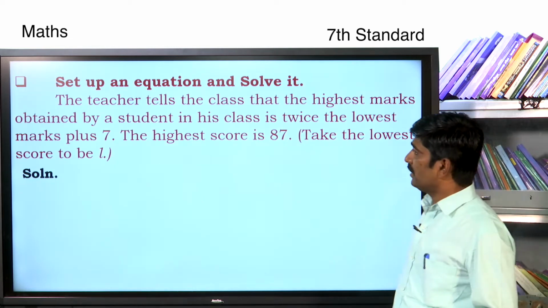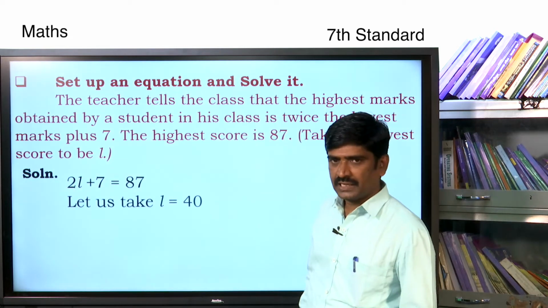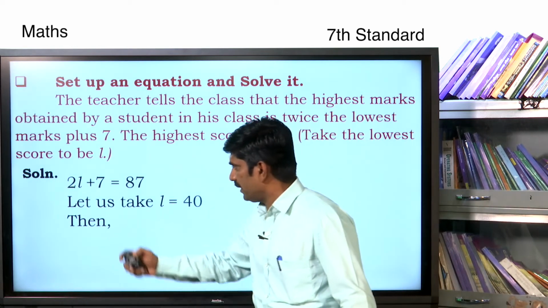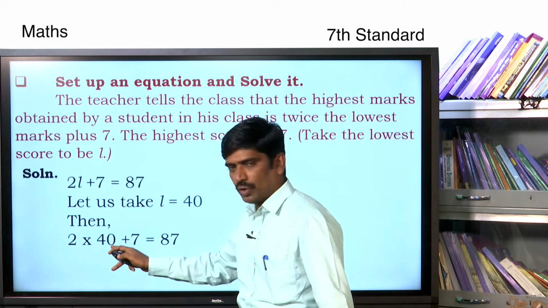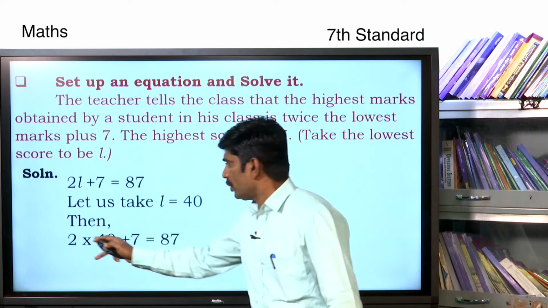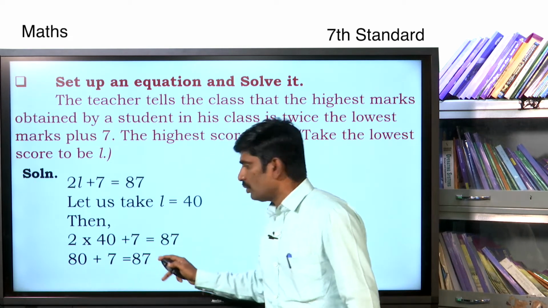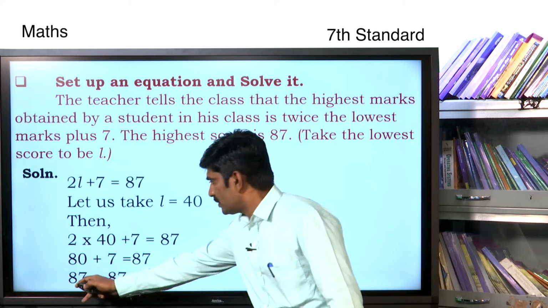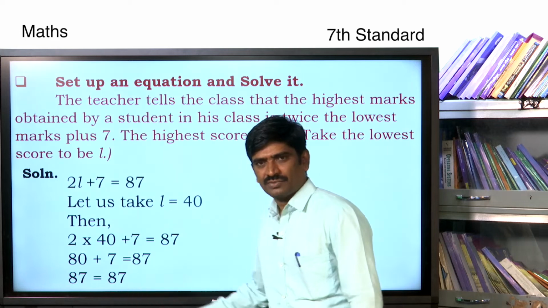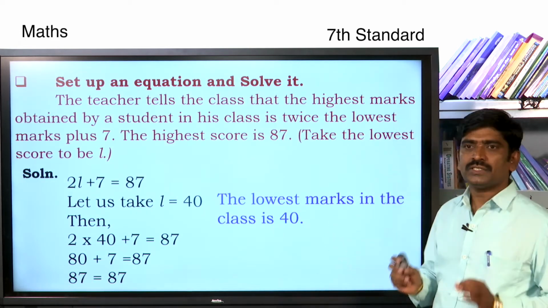Then go for the next. 2L plus 7 is equal to 87. Let us take L is equal to 40. If you take L is equal to 40, what happens? Then 2 into 40 plus 7 is equal to 87. 4 2s are how much? 80. 80 plus 7 is equal to 87. Therefore, 87 is equal to 87. Therefore, LHS is equal to RHS. Very good.